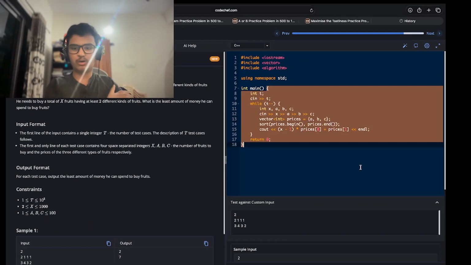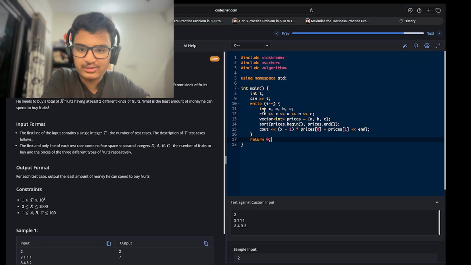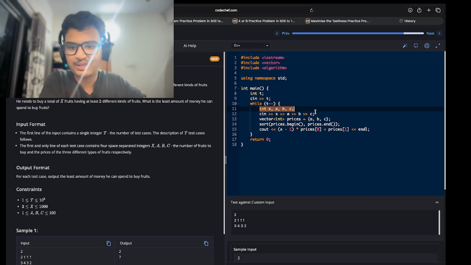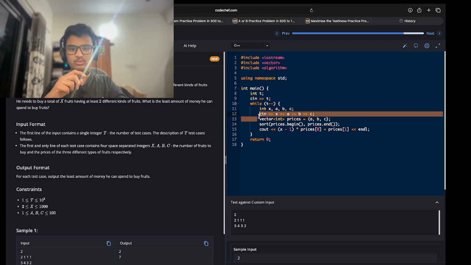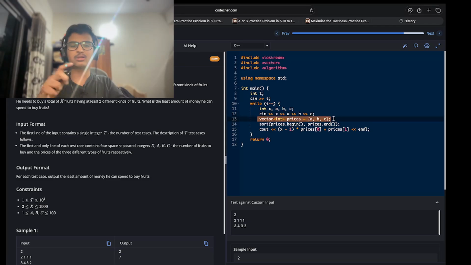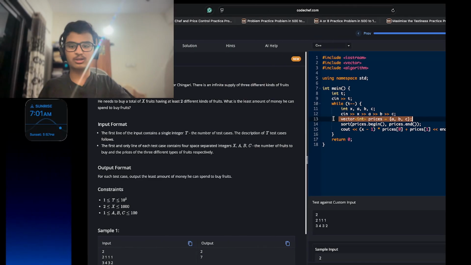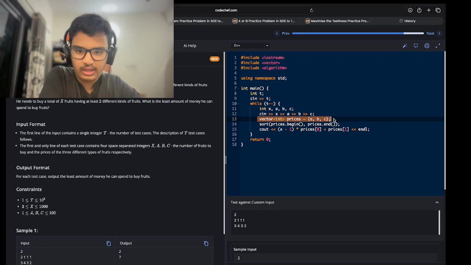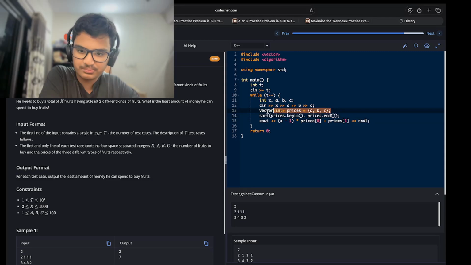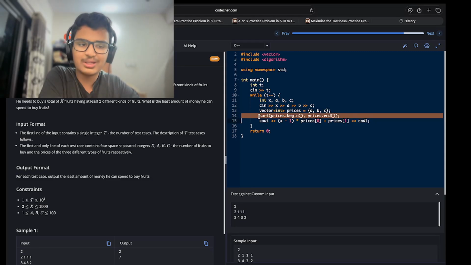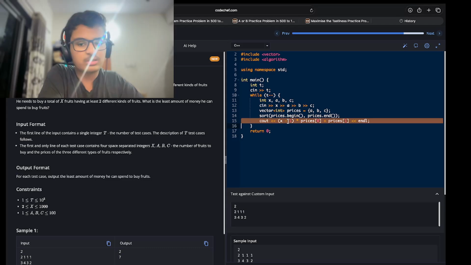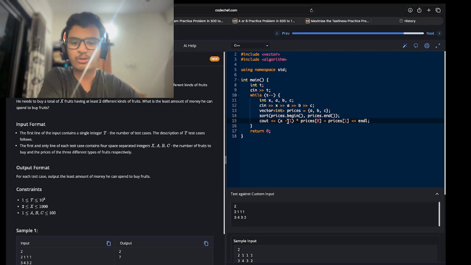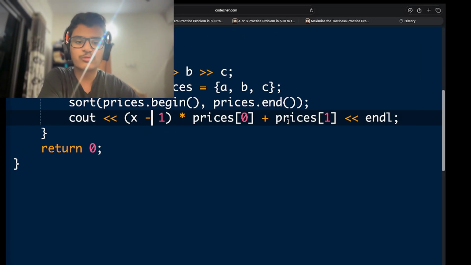So this is how I have approached this problem. As you can see here, I have taken the input of x, a, b and c, right? That's pretty much important. And then I have stored the price of ABC in vectors, right? And then I've sorted them in ascending order. So the lowest price will be at the start and the highest price will be at the last. And this is pretty easy. This is the core formula actually, right? This right here is the core formula.